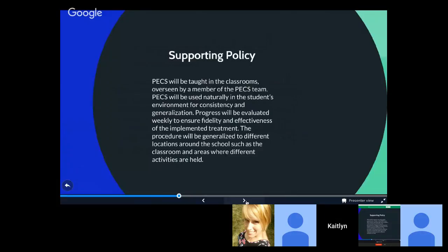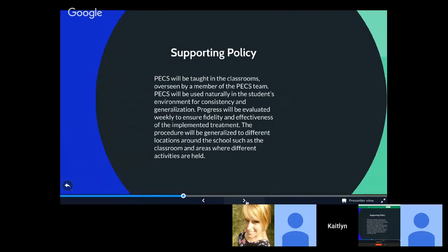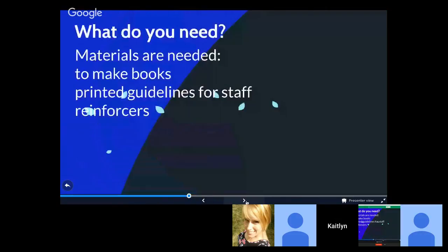Supporting policy. PECs will be taught in the classrooms overseen by a member of the PECs team. PECs will be used naturally in the student's environment for consistency and generalization. Programs will be evaluated weekly to ensure fidelity and effectiveness of the implemented treatment. The procedure will be generalized to different locations around the school, such as the classroom and areas where different activities are held. I'm going to hand off the rest of the phase to Naomi.